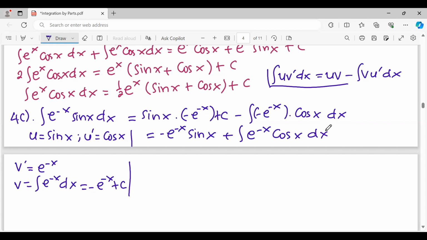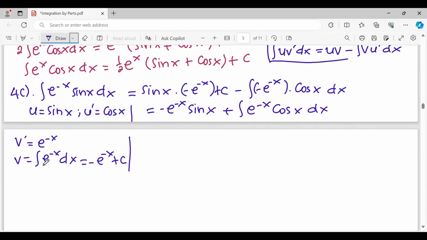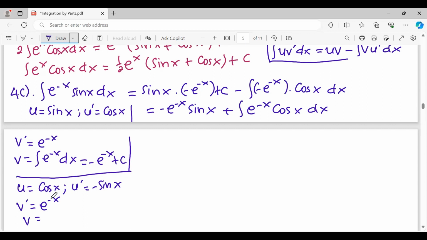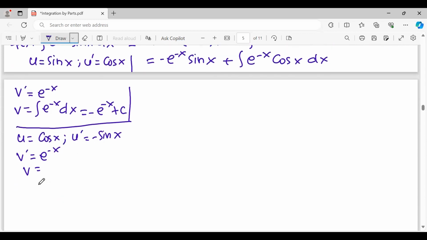And then after that, I'm going to find the second integration by parts here. U equals cosine x, so derivative u equals minus sine x. Derivative v equals e power minus x, so v is the same as this, minus e power minus x plus c.